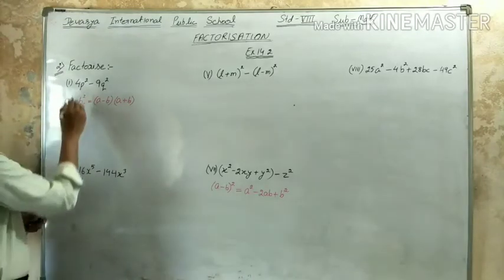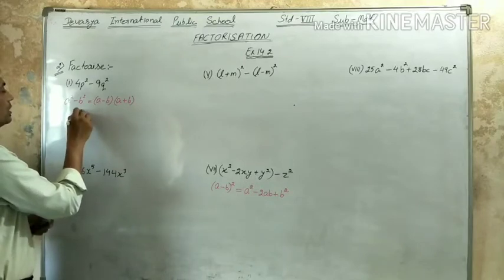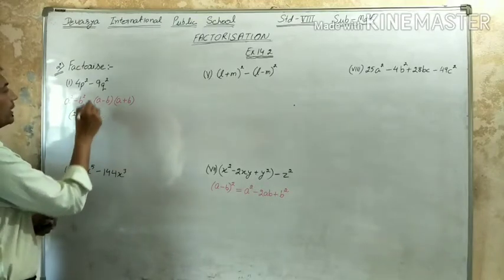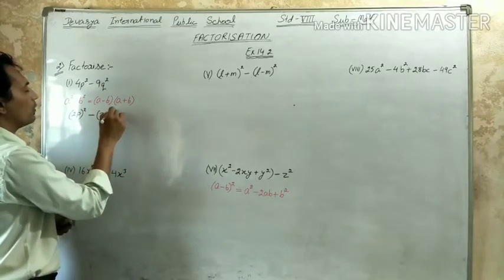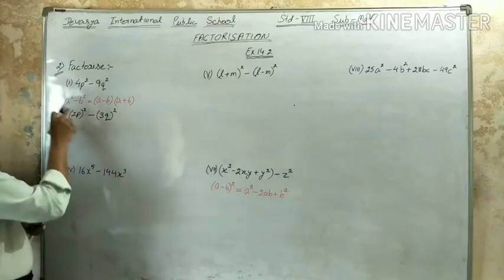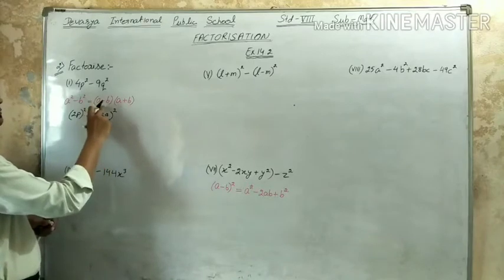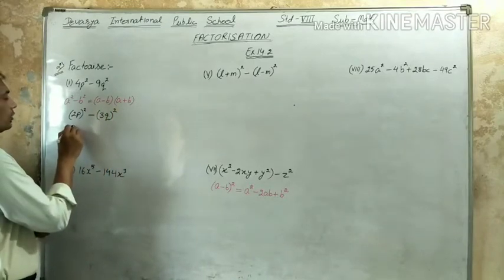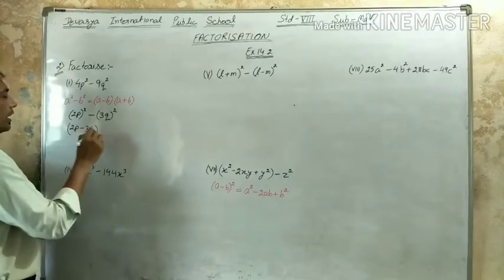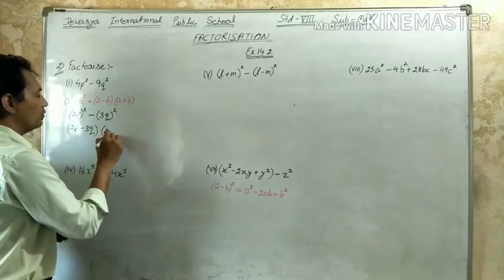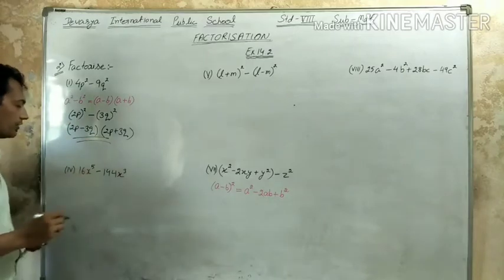So let's try. 4p square can be written as 2p whole square, minus 9q square can be written as 3q whole square. Okay, so this is already in the format a square minus b square. So we need to bring it to the format a minus b into a plus b. So 2p minus 3q, and one time plus, that is 2p plus 3q. So this is your factorization.